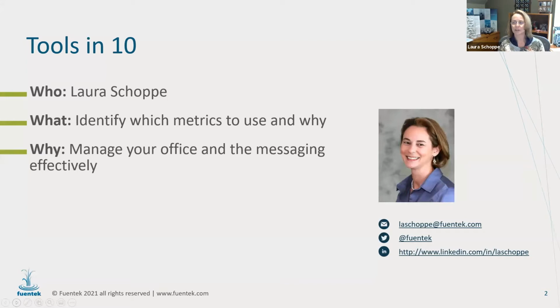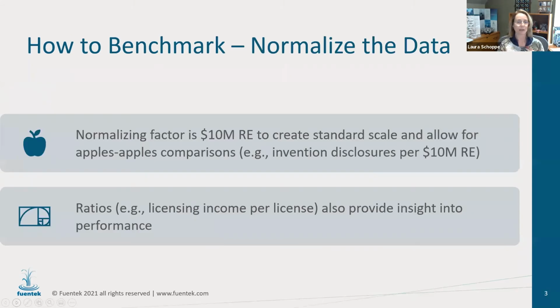I'm the founder and president of Fuentech, and I have been playing around with metrics for a long time, using primarily Autumn's metrics. And we look at them to analyze offices and how they're performing, as well as people, departments, colleges, all sorts of aspects of it, and then also use them as a communication tool to help tech transfer offices manage up as well as manage down and manage their operations. And so the communication aspect is just as important as analyzing the data. And so we'll give you some very high overview of how to do that.